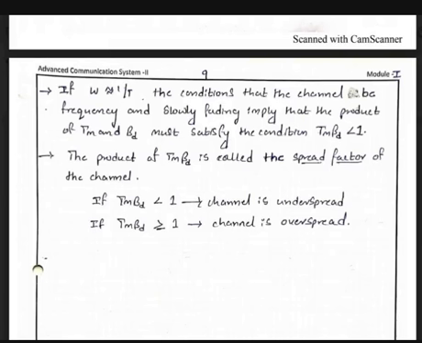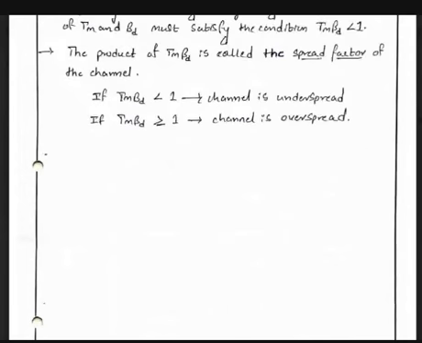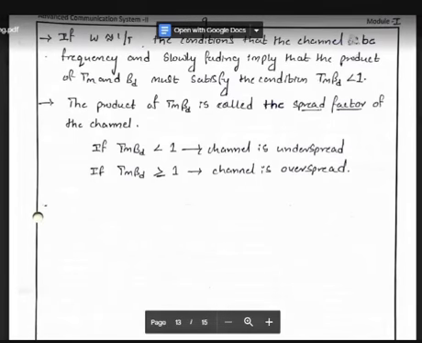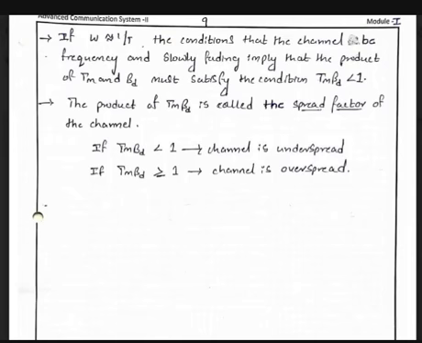Now if the spread factor of the particular channel is less than 1, then we can understand that the channel is underspread. If this product value is greater than 1, what we can understand is our channel is overspread. This is how we can understand the signal characteristics on the particular channel model.